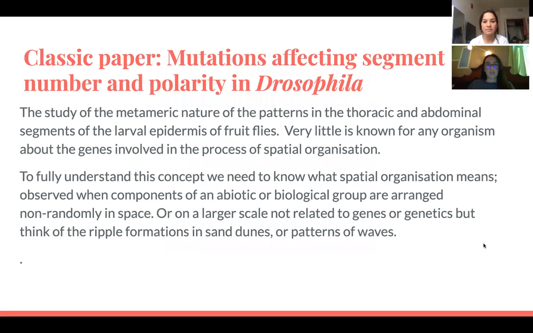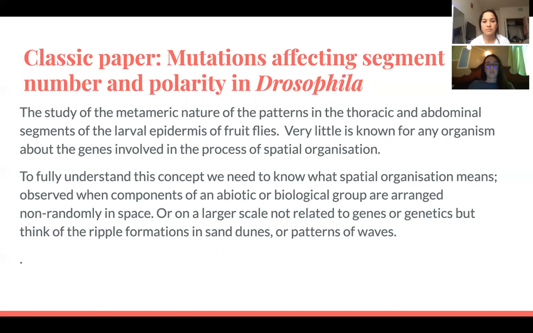So, our classic paper focused on mutations affecting segment numbers and polarity in fruit flies. The study looked at the metameric nature of the patterns in the thoracic and abdominal regions of the larval epidermis of fruit flies. Very little is known about the genes involved in the process of spatial organization, for any organism. To fully understand this concept, we need to know what it is and what it means.